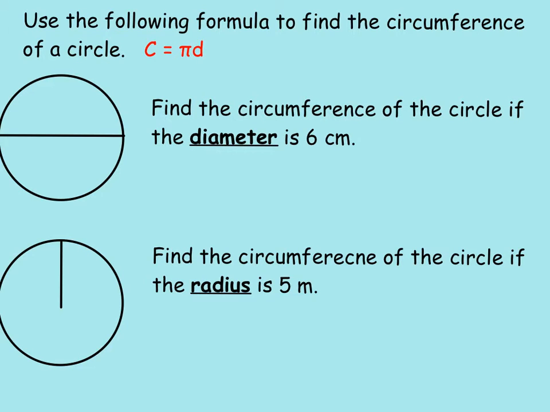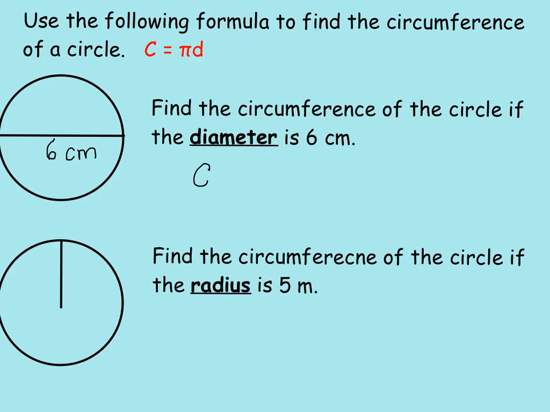What we're going to do is first find the circumference of a couple different circles. The circumference of a circle is found by taking pi times the circle's diameter. Now when you use pi, do not use the pi button on your calculator. Instead, just use 3.14. So looking at this first circle, the diameter is 6 centimeters.